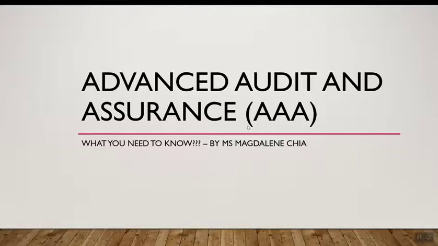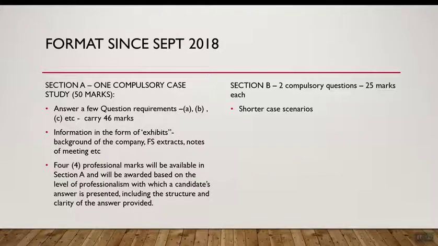Let me tell you what you need to know to pass Advanced Audit and Assurance, which is the AAA paper, one of the optional papers of the professional skills level of ACCA. Now, the format of AA has changed since September 2018.